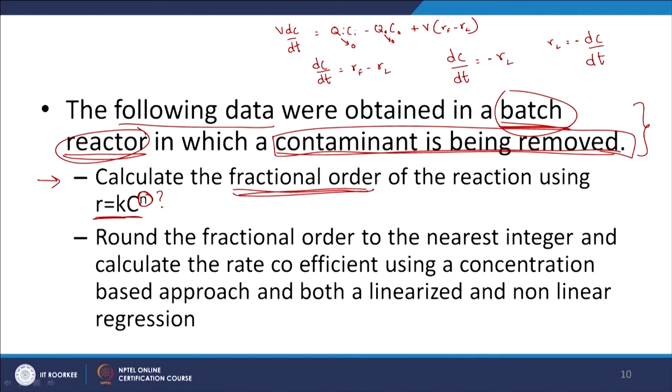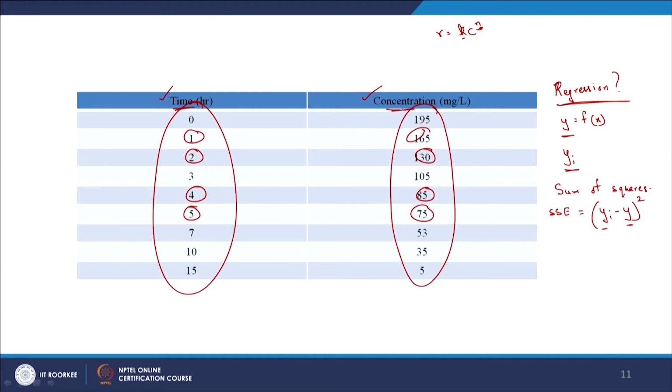Anyway, so let us look at the example now. What do we have here? I have to calculate the fractional order of the reaction using R equal to Kc to the power of n. I know that R equal to dC by dt. Because my equation is R versus C, I need to be able to gather data, as in here I have only time and concentration, but my model is R equal to Kc to the power of n. So now I need to come up with the rate at each of these particular sampling times.